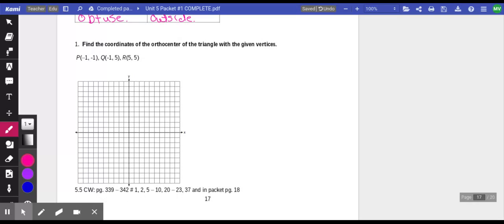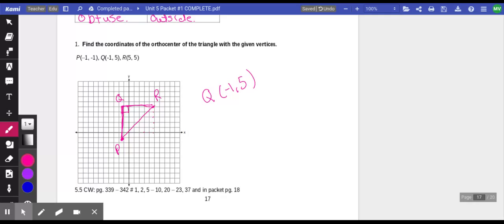So find the coordinates of the orthocenter of the triangle with the given vertices. So I want you to pause and plot it, and then come back and we'll work on finding the orthocenter. Okay, so here's my drawing. You can see that it's a right triangle because one of my sides is vertical, my other side is horizontal, and they intersect at Q. So that's the right angle. So Q is the orthocenter because all right triangles intersect at the orthocenter.